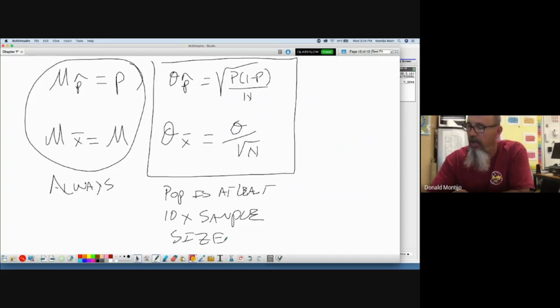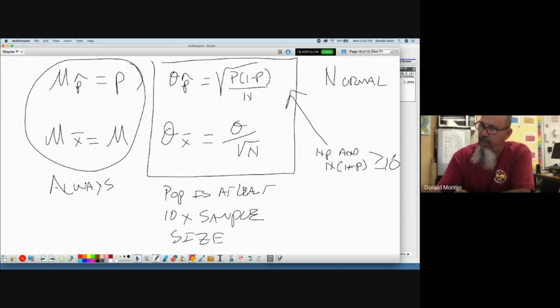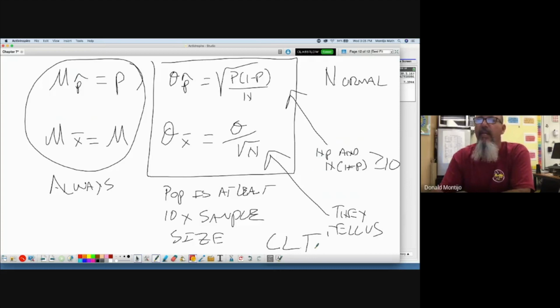How do we know if it's normal? For this one, if n times p and n times 1 minus p are both greater than or equal to 10. How do we know it's normal for quantitative data? They tell us, or the central limit theorem applies. Those are the big main ideas we need to get out of this unit.